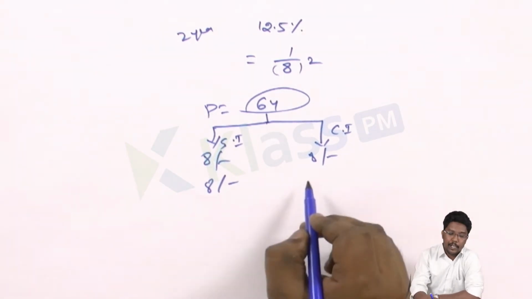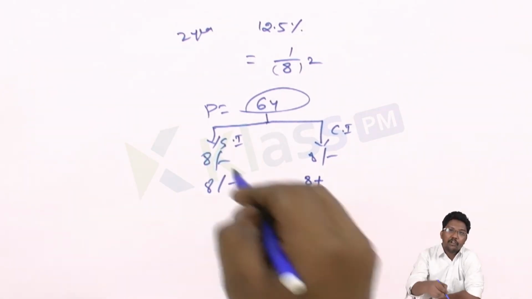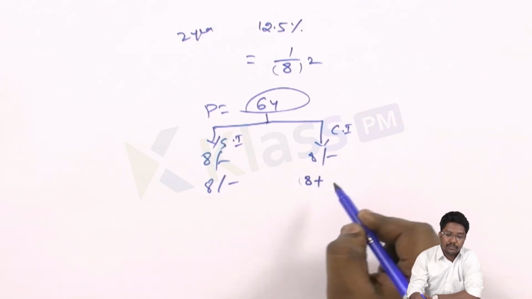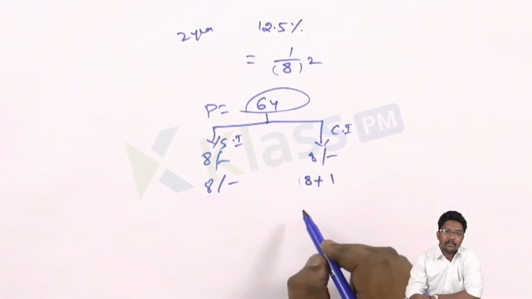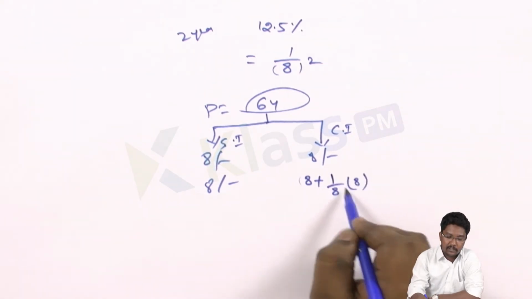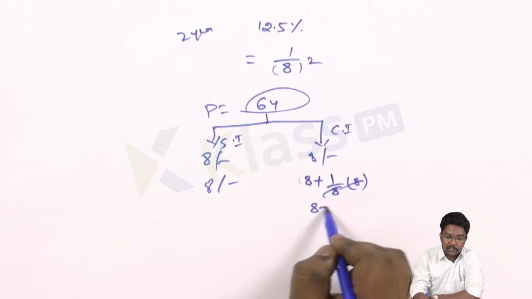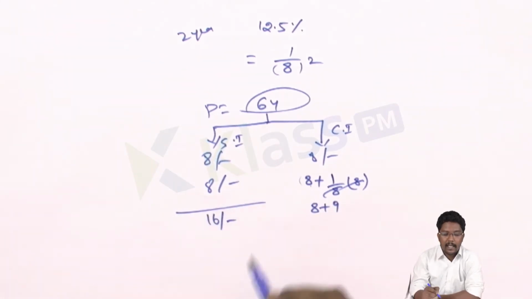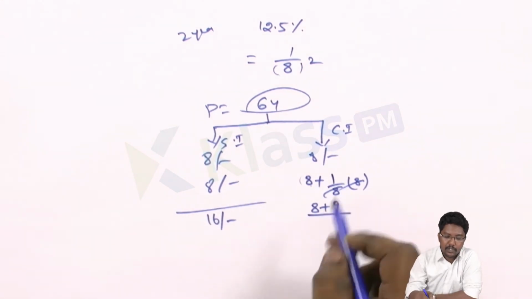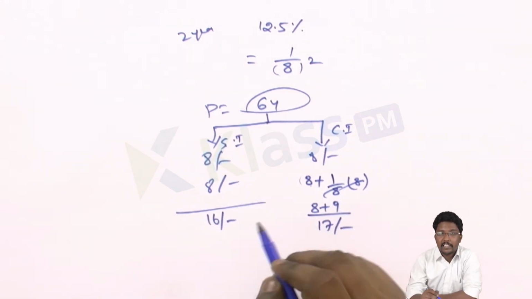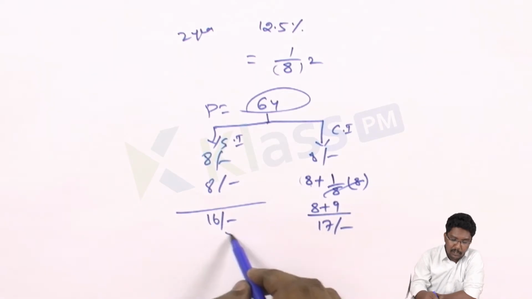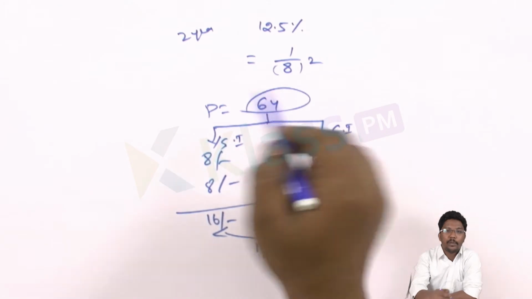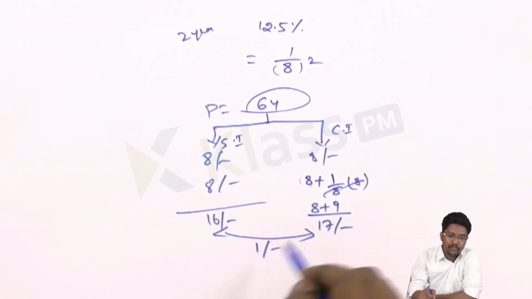For compound interest, 8 rupees plus 1 by 8 of 8, because of interest on interest: first year interest and interest on the first year interest. 1 by 8 of 8 means 1, so 8 plus 1, 9 rupees. 8 plus 9. So for 2 years I am paying 16 rupees as simple interest. For 2 years I am paying 17 rupees as compound interest. What is the difference between these two? 1 rupee. So my assumption is 64 rupees as my principal value, and I got the difference as 1 rupee.